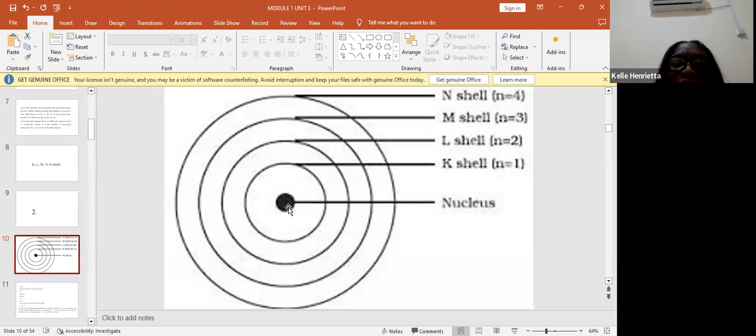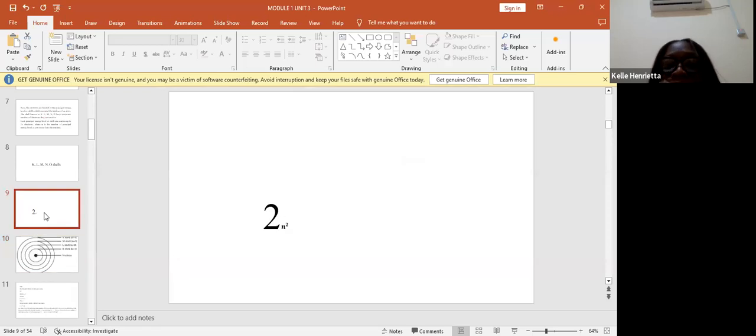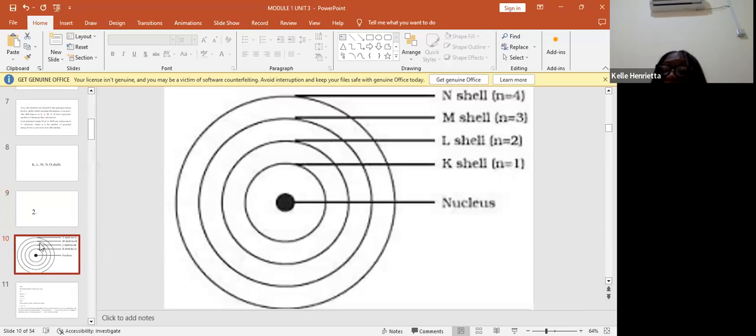Then the L shell, which is the second one from the nucleus. Because L is number 2, it means n is 2. Because n squared is n times n, that is 2 times 2, which is 4. Then times the 2 in front of it, giving us 8. It means that the L shell takes a maximum of 8 electrons, no more, no less.